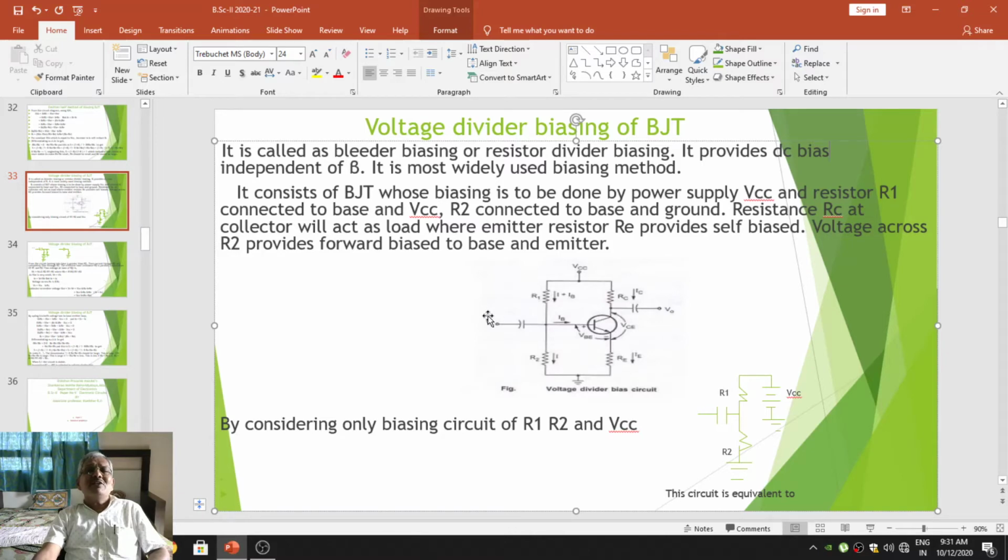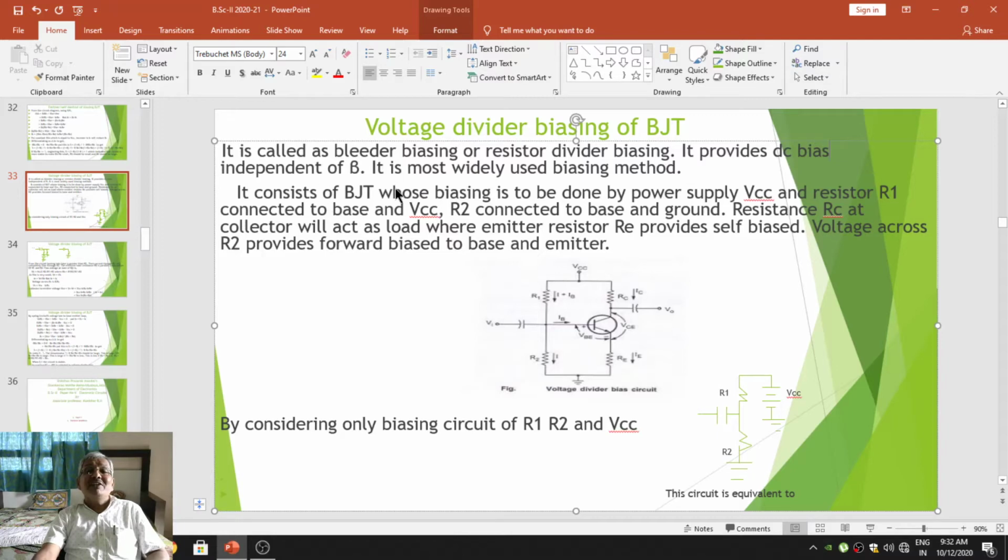So let us proceed with the description. The voltage divider biasing method of BJT is also called bleeder biasing or resistor divider biasing. It provides DC bias independent of beta. That is the important characteristic of this particular method of biasing. It provides the DC bias independent of the current gain of the transistor. It is the most widely used method of biasing.